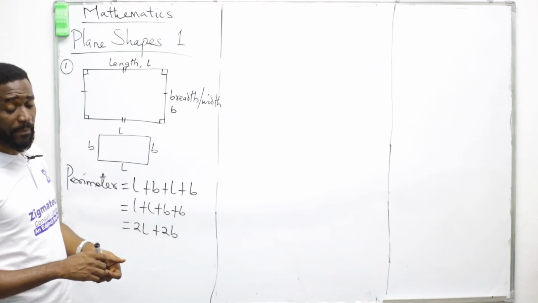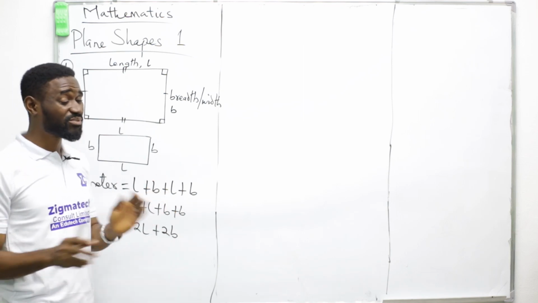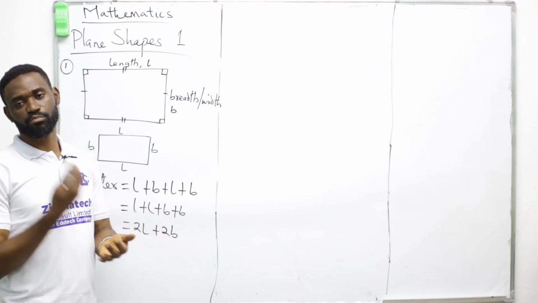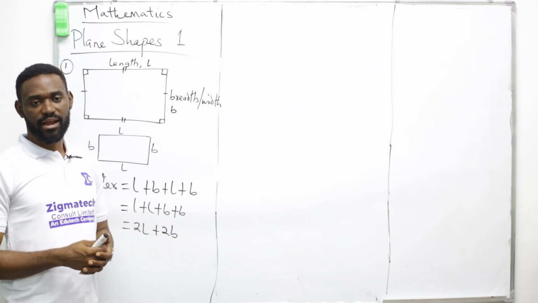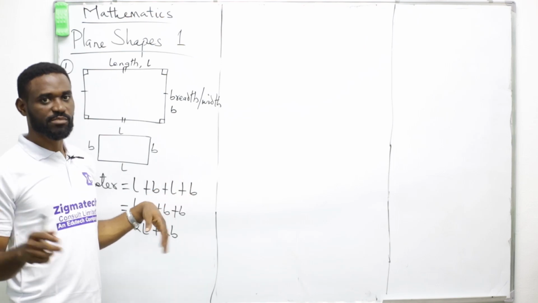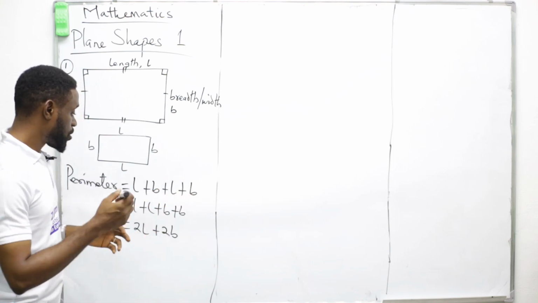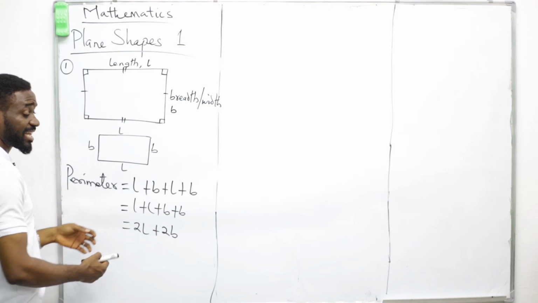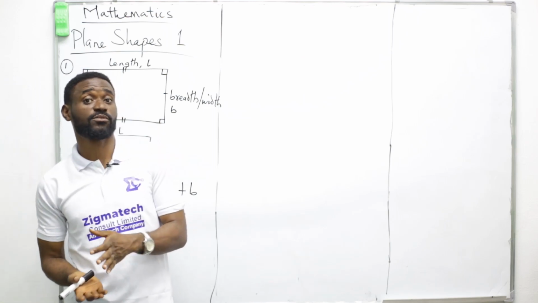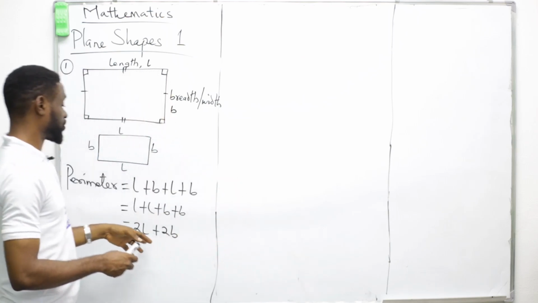So the formula for perimeter is simple, very simple. 2L plus 2B. Very simple. 2L plus 2B. That's the perimeter of a rectangle. But we can factorize this. That's why some people decide to give you the formula in another form by factorizing this.